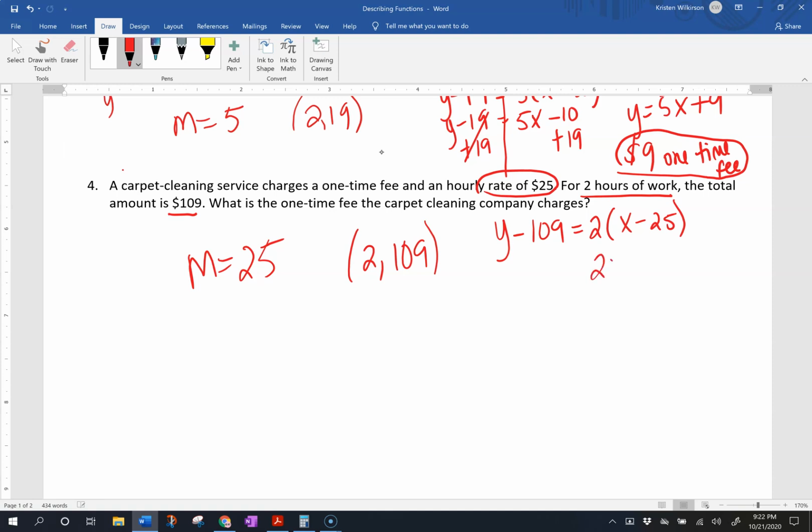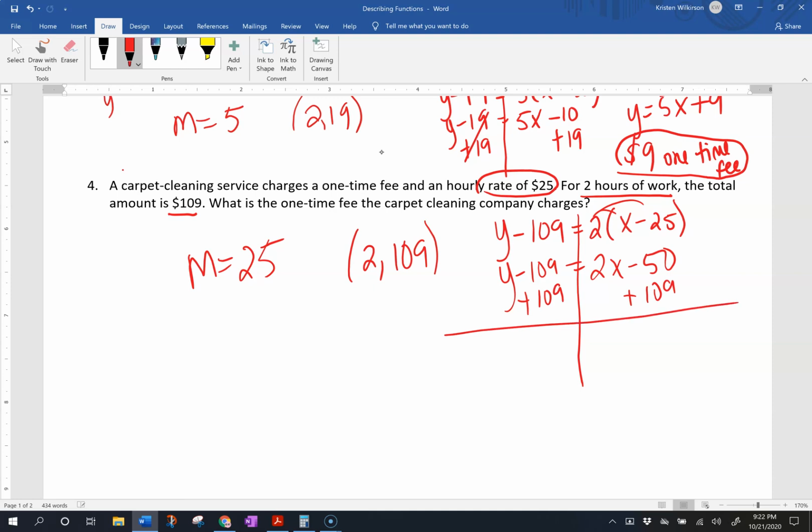Okay, so then I do 2x, and then 2 times negative 25 is negative 50, because I have to solve for the y-intercept, which means I have to get y by itself. I'm going to add over the 109, add over the 109. So y is going to be equal to 2x.